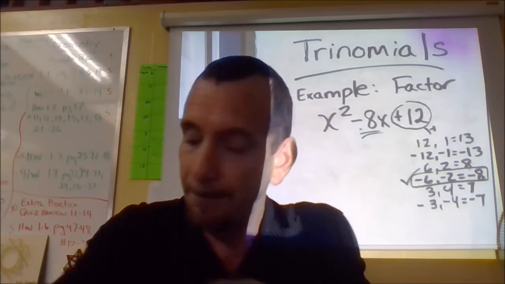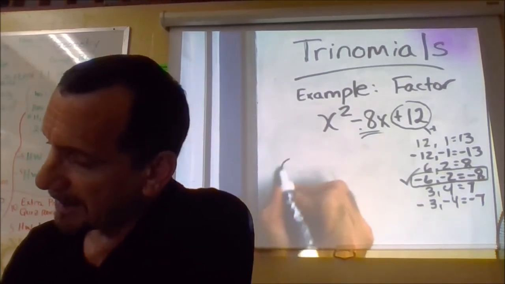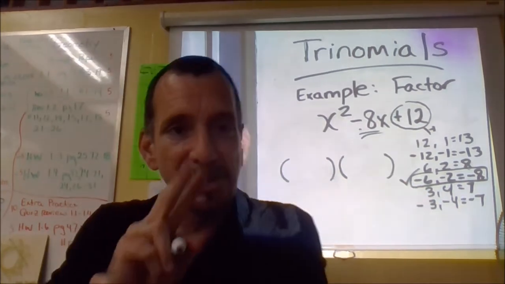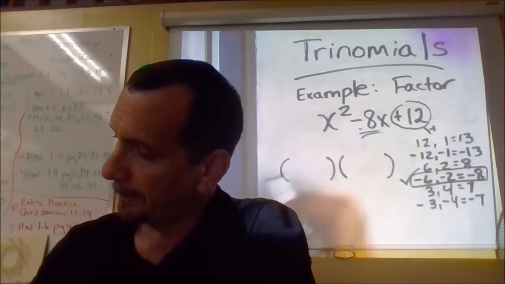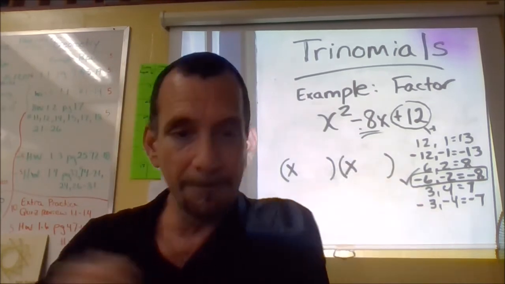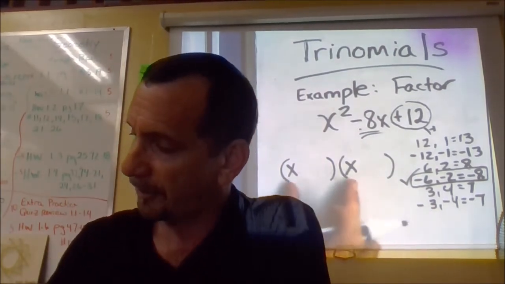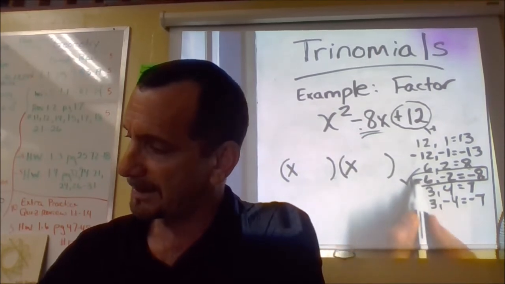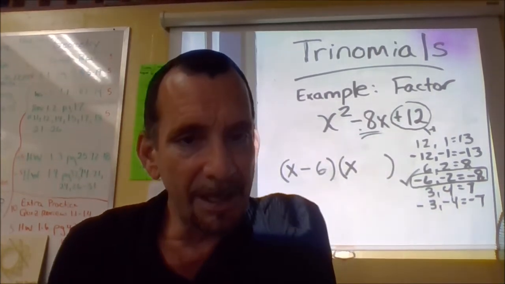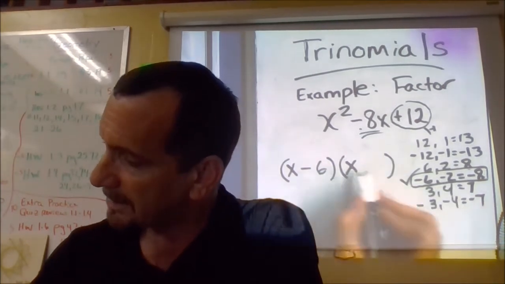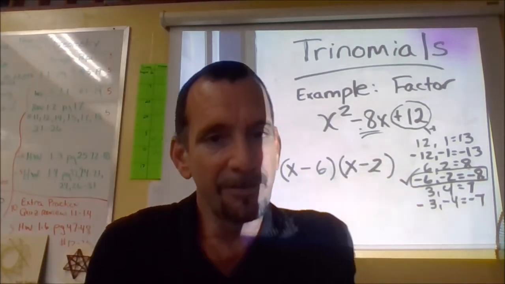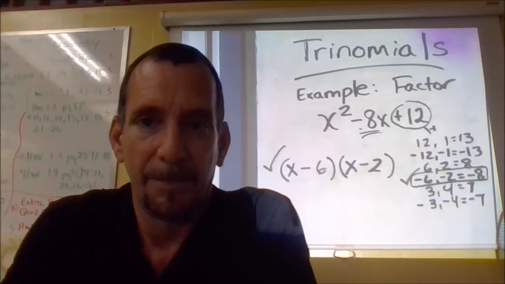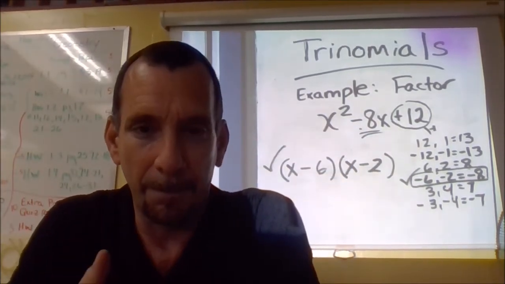So look at this. What I'm going to do now is set up, and you always set up these parentheses, 2 sets of parentheses. And I'm going to put an X in the first spot of the first one and an X in the first spot of the second one. And now I'm just going to take this minus 6 and drop it in right over there, and a minus 2 and drop it in right over there. And this is my trinomial in factored form.